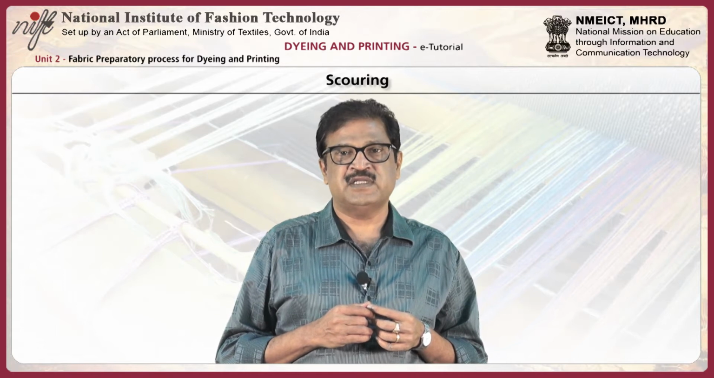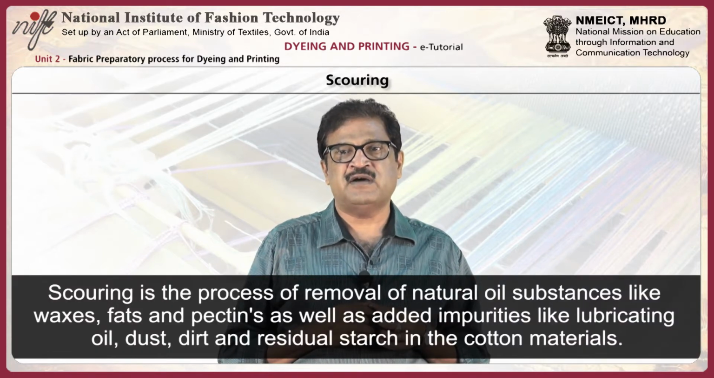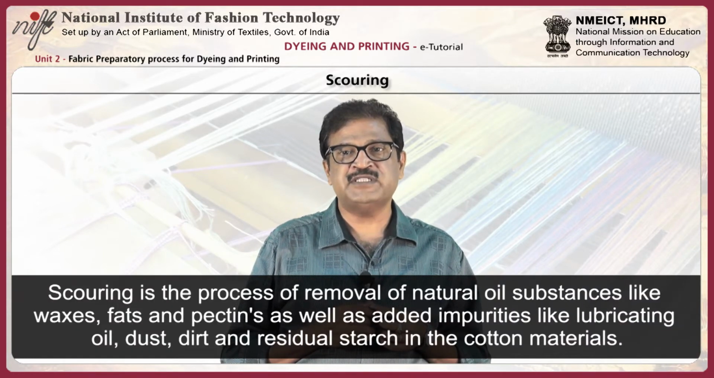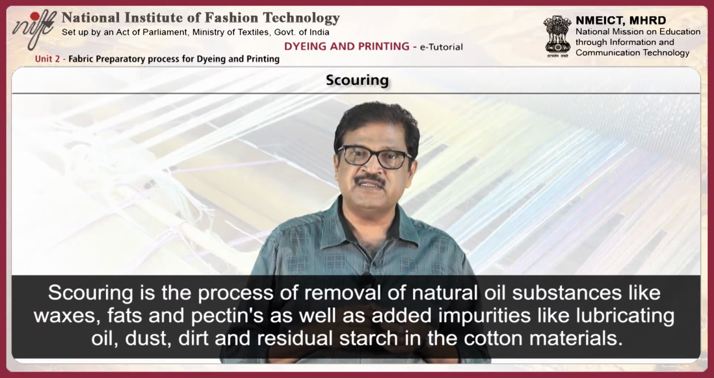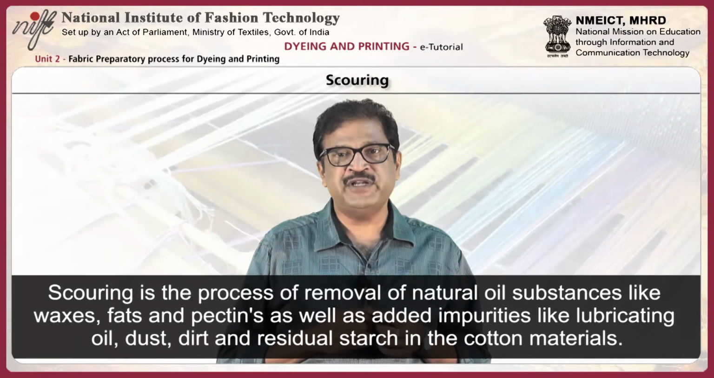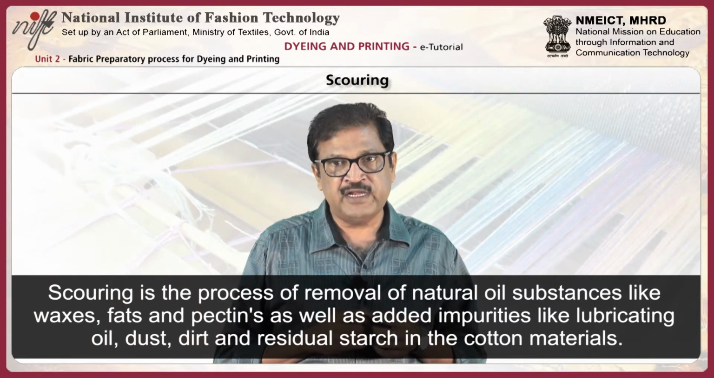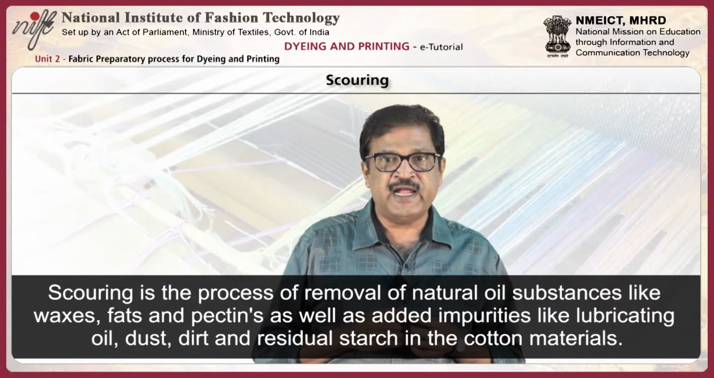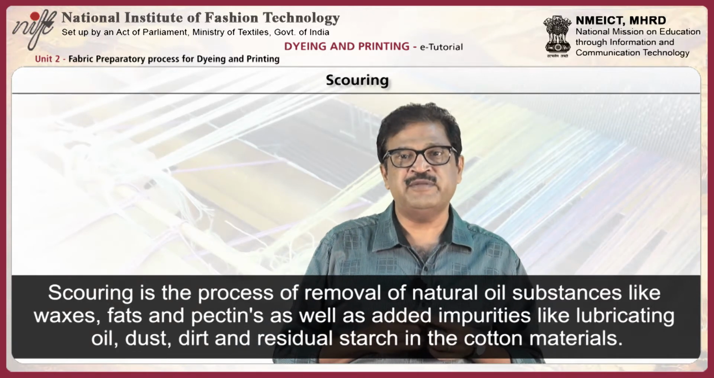Scouring. Scouring is the process of removal of natural oil substances like waxes, fats and pectins as well as added impurities like lubricating oil, dust, dirt and residual starch in the cotton material.